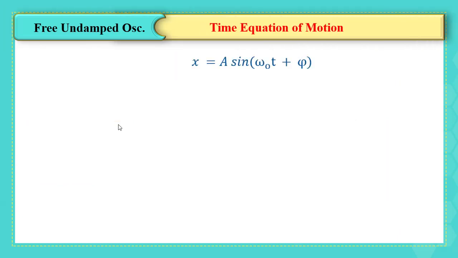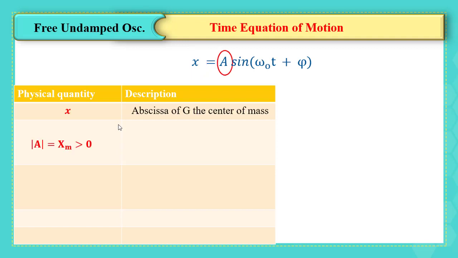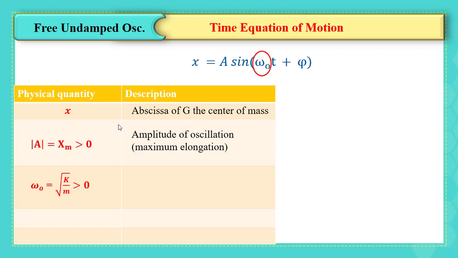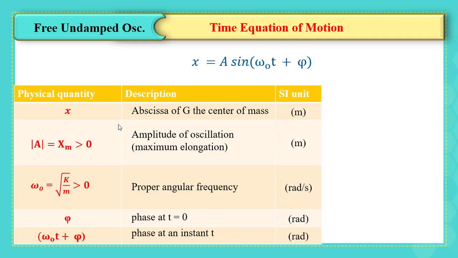Now, what is the physical meaning of each factor of the time equation? Take x equals A sine omega 0 t plus phi. x is the abscissa of G, the center of mass. The absolute value of A is xm, the maximum displacement, which is always positive. Omega 0, which is radical k over m, and is always positive, is the proper angular frequency. Phi is the phase at t equals 0, and finally omega 0 t plus phi is the phase at an instant t.